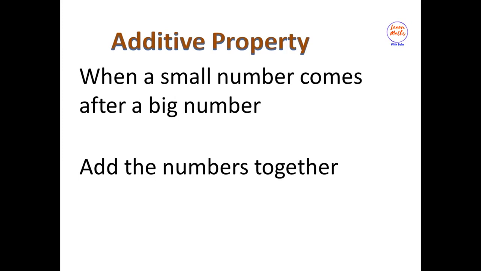So let's go on to the next property, which is the additive property, from the word addition. That tells us that a Roman numeral can be added. Now when a small number comes after a big number, we add the numbers together. Very simple and straightforward. Let's take an example.